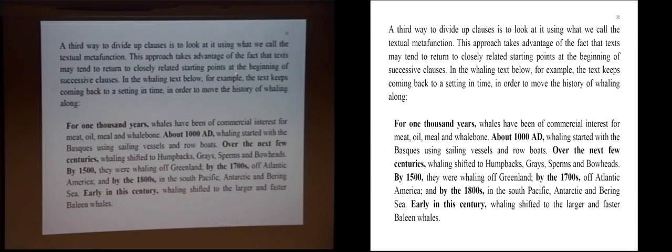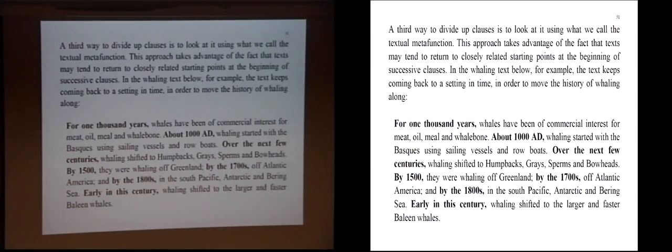But basically, in many texts, you will have a very clear progression of those starting points. Like this one: For 1,000 years, whales have been commercial interests for meat, oil, meal, and whalebone. About 1000 AD, whaling started with the Basques using sailing vessels and rowboats. Over the next few centuries, whaling shifted to humpbacks, grays, sperms, and bowheads. By 1500, they were whaling off Greenland. By the 1700s, off Atlantic America. By the 1800s, in the South Pacific, Antarctica, and Bering Sea. Early in this century, whaling shifted to the larger and faster baleen whales.